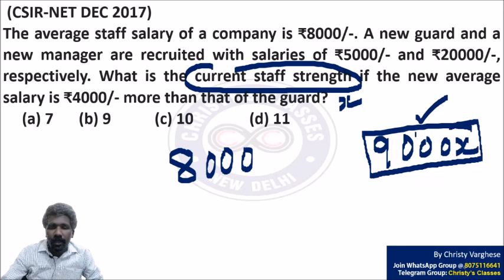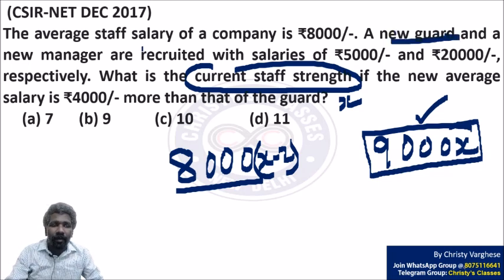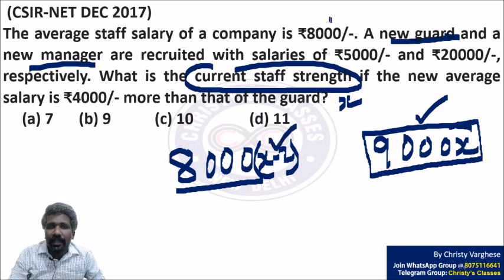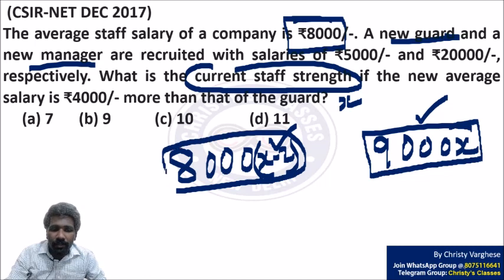Sum of observations is average into number of observations, the concept we discussed in the last class. Now what happened? Think about the old average. Old average is 8,000. Right? How many people were there? x minus 2 people only were there. Why x minus 2? Because this guard and manager are new people. Without them, before them, x minus 2 people only were there, and their average salary was 8,000. That means the money the company was spending before the manager and guard came is 8,000 into x minus 2 on all the employees together.